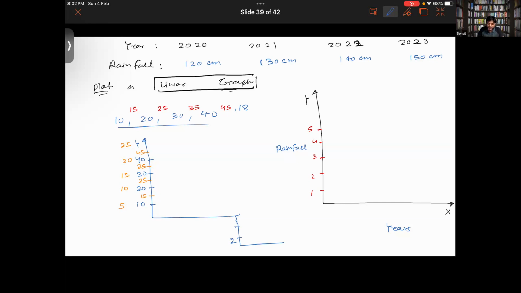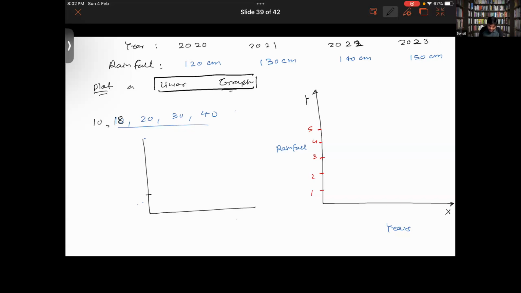For example, let's say you have inserted 10 comma 18. The values are given like this: 10, 18, 20, 30, and 40. Now you are required to plot this. See over here, again, it is very easy. Why? Because you have taken 10 as 10, starting from 0, then 10, then 20, then 30. And from 0 to 10, you will be having 5 equal divisions.